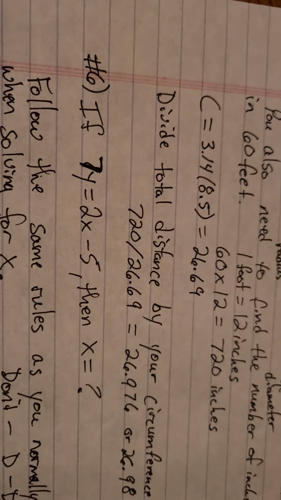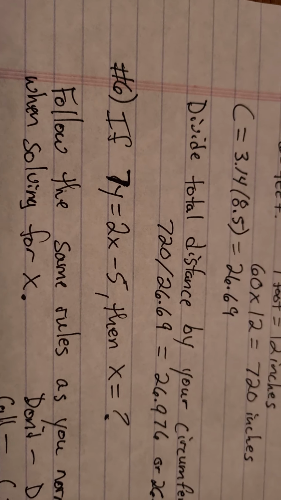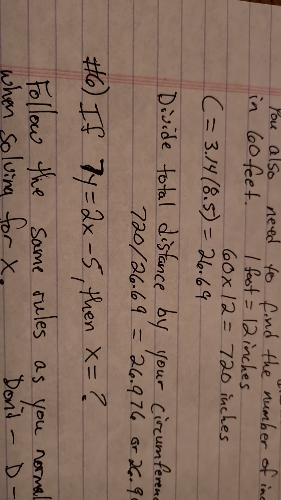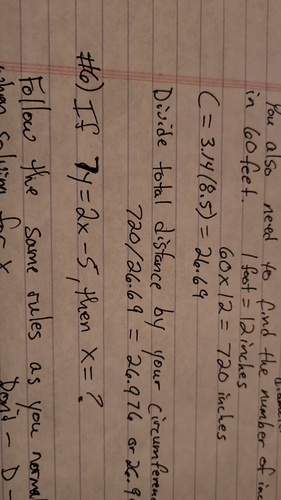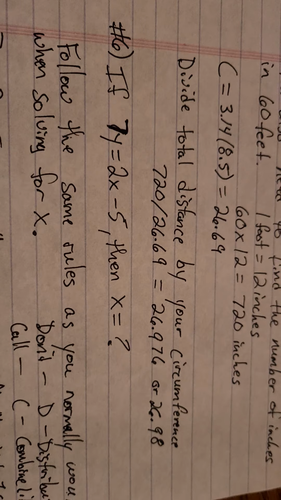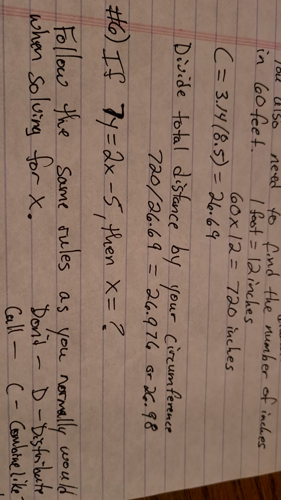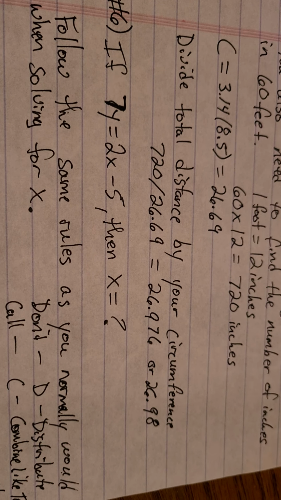All right, question number 6. If 7y equals 2x minus 5, then what does x equal? For this, you're going to follow the same rules as you would normally use for solving for x.